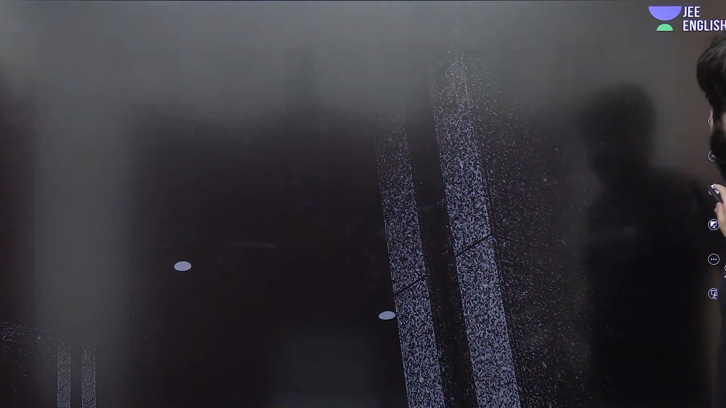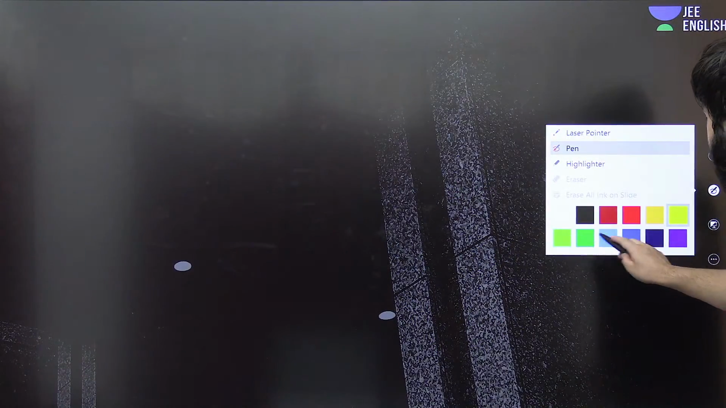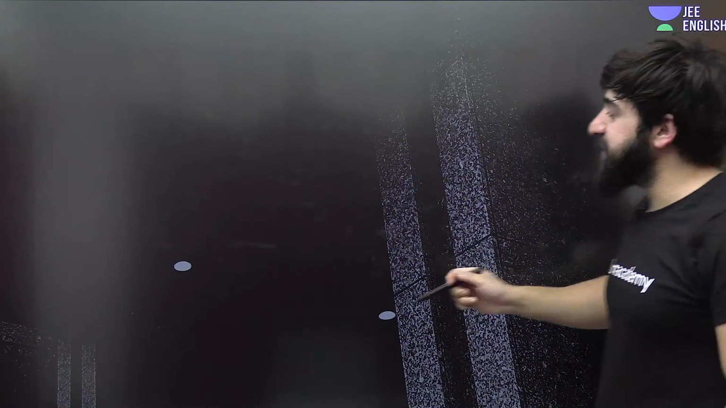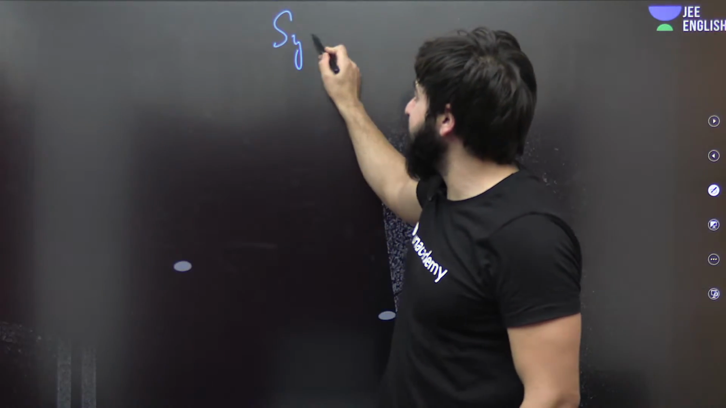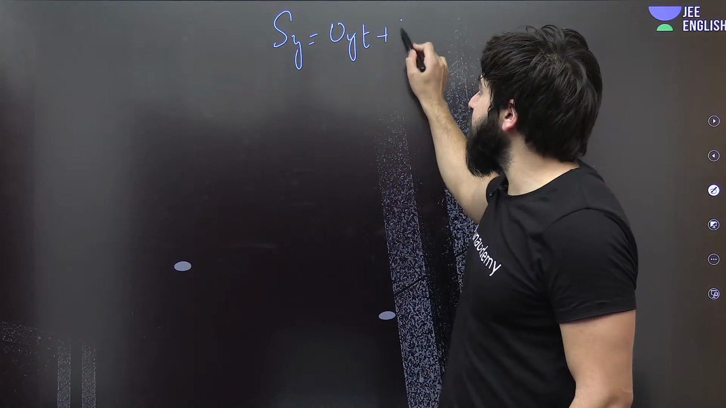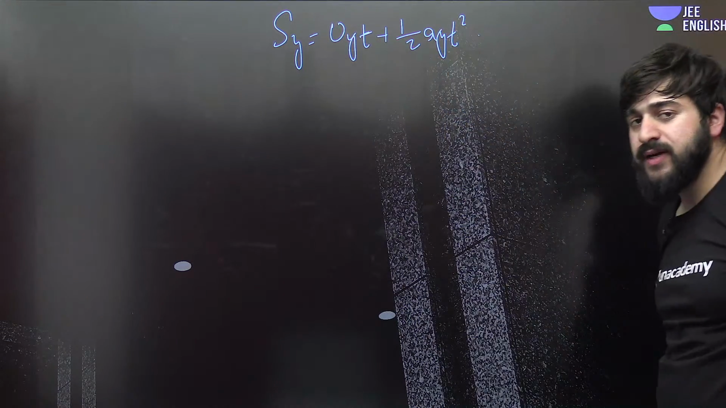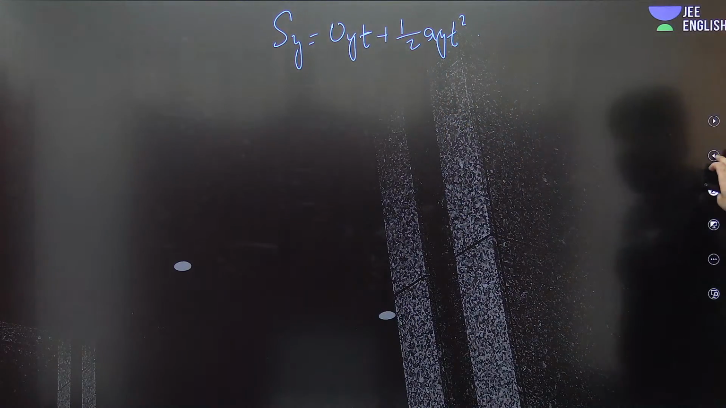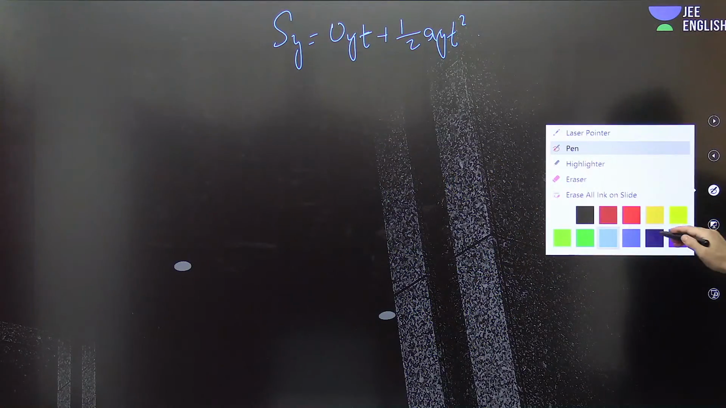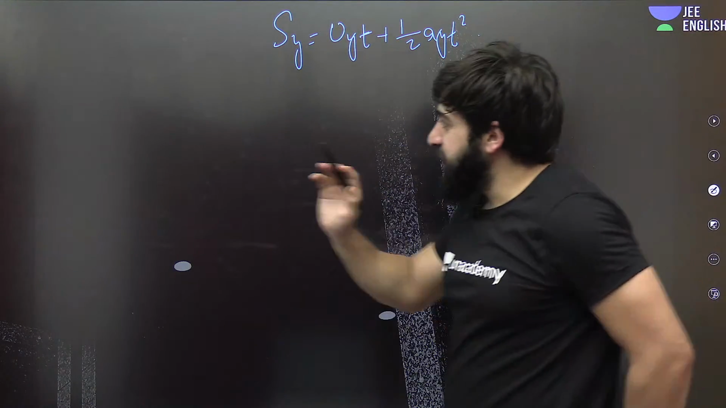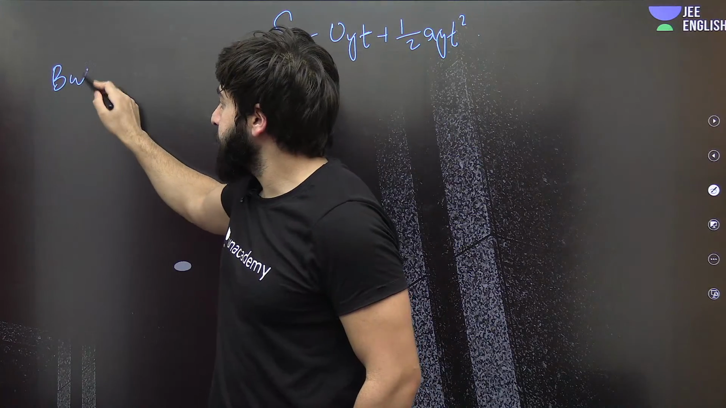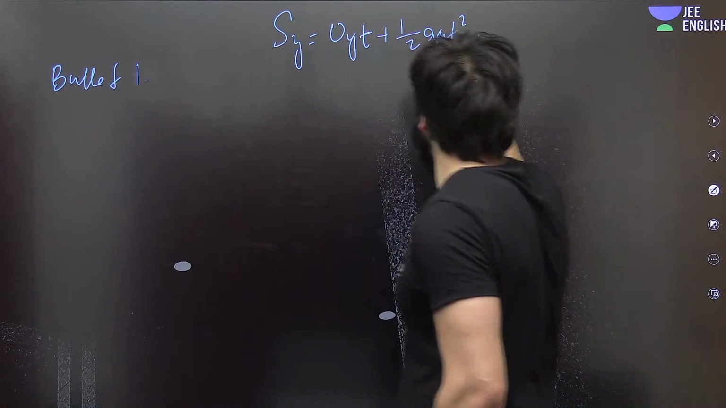Now, let's go for the next one. That is, consider the vertical motion. That is, Sy is equal to Uy t plus 1 by 2 Ay t square exactly. So we need to consider this only now. Let's take the bullet number 1. That is bullet 1. Let's take bullet 2.